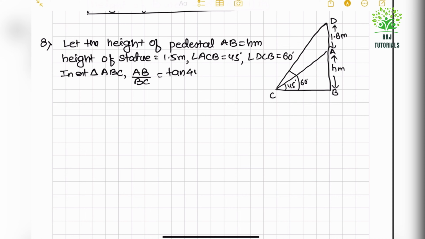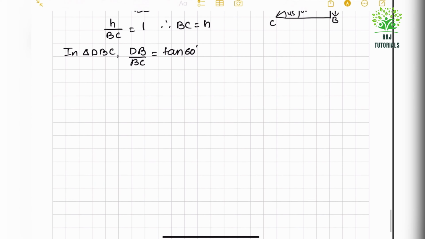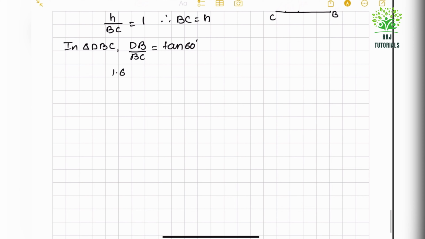So now moving directly, in right triangle ABC, AB upon BC equal to tan 45. So I can say h upon BC equal to 1. So therefore BC equal to h. Now in triangle DBC, DB upon BC equal to tan 60.